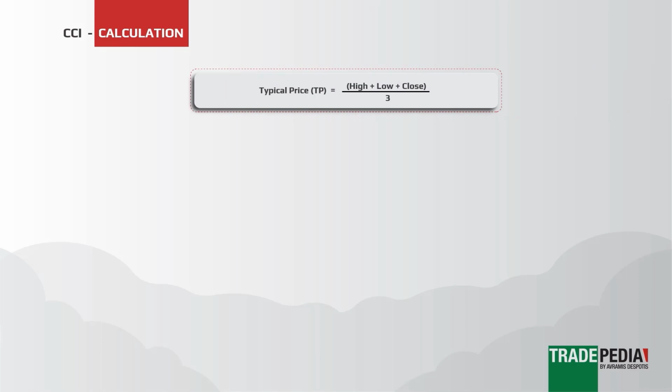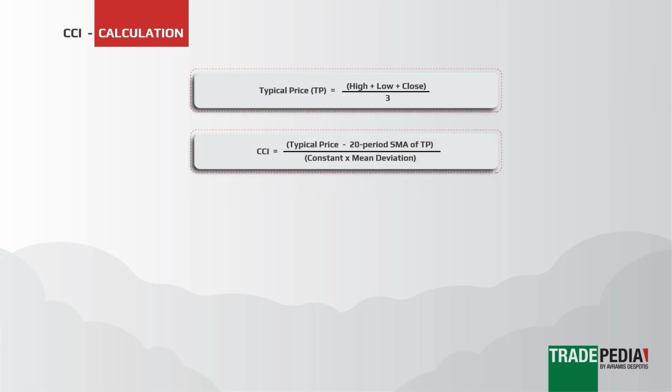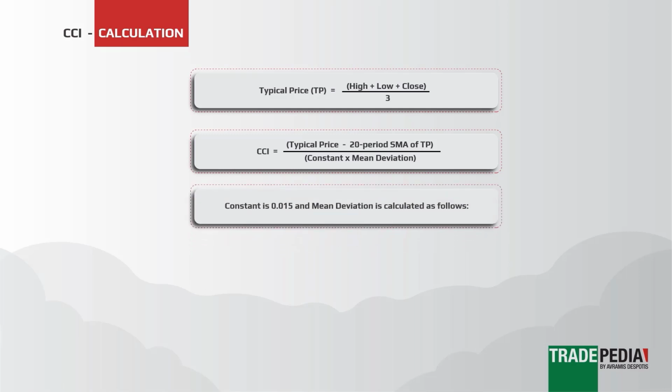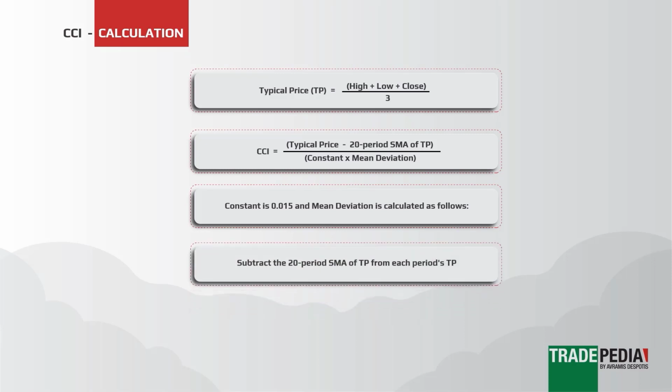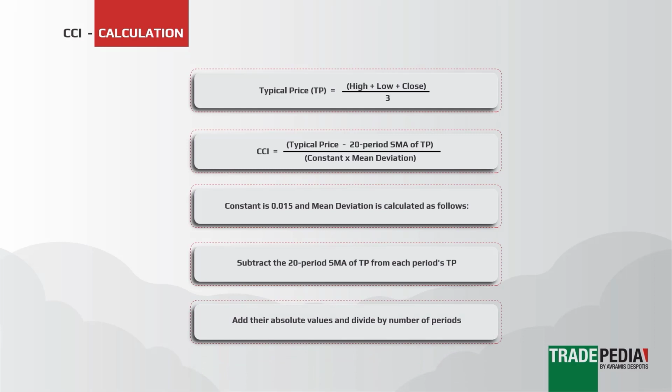We start by finding the typical price, which is the average of the high, low, and close. To calculate the CCI now, we subtract the 20-period simple moving average of the typical price from each period's typical price and divide the results by the constant times the mean deviation. The constant is by default 0.015, and the mean deviation is calculated as follows. We subtract the 20-period simple moving average of the typical price from each period's typical price. Then take the sum of absolute values of these numbers and divide it by the total number of periods.